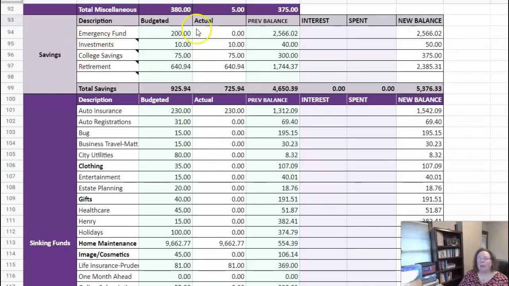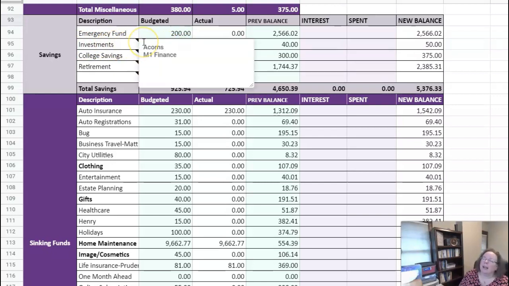Next up, we have savings, and you can see here we've got some additional columns to make this work for me. So first we've got our emergency fund. We plan on putting $200 in there. Investments is $10. This is my M1 Finance account that I've been playing around with for, I feel like, maybe a year. I opened it up about a year ago.